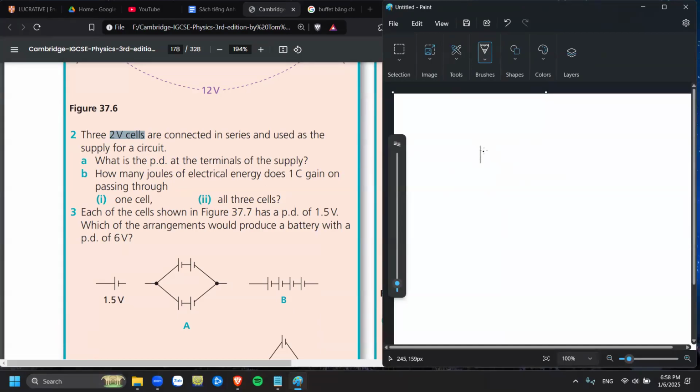So 3 2-volt cells connected in series. First you have one of them, then another one, and another one. This one is 2 volts, this one another 2 volts, and this one is another 2 volts. They're connected in series and used as a supply for a circuit. They ask what is the potential difference at the terminals of the supply? Which means from here to this point, what is the potential difference? You answer.